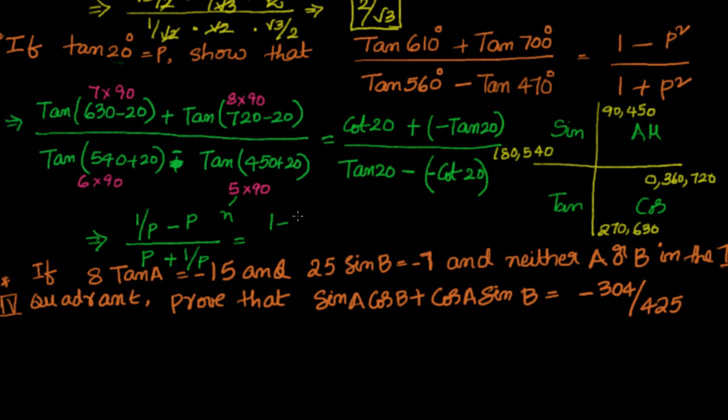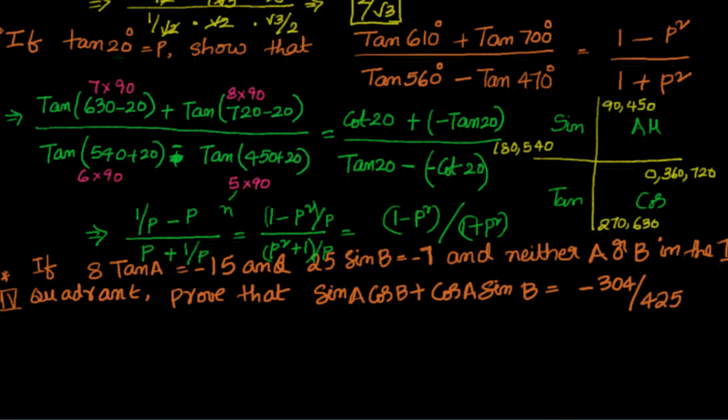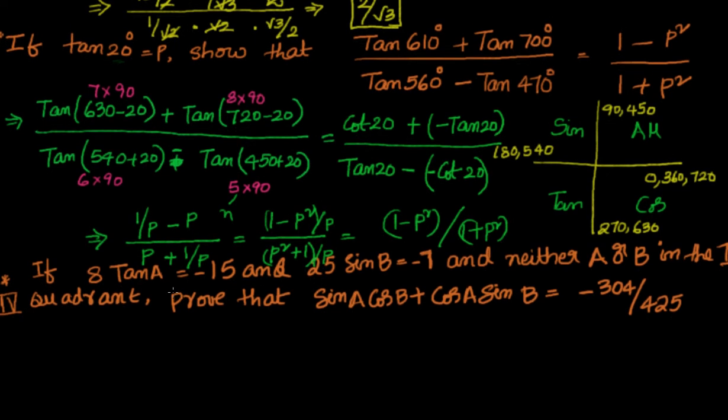This is nothing but 1 minus p square by p square plus 1, or 1 plus p square by p, that's nothing but 1 minus p square by 1 plus p square. That's how we have solved it. Let's move to the next one.